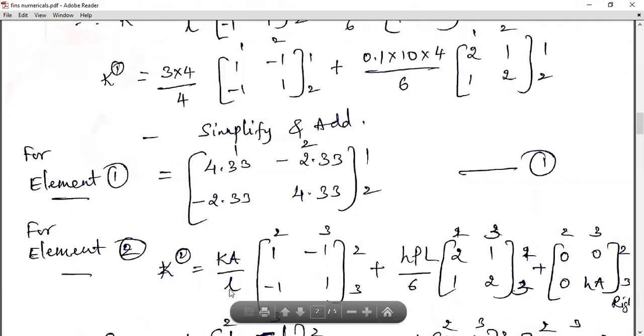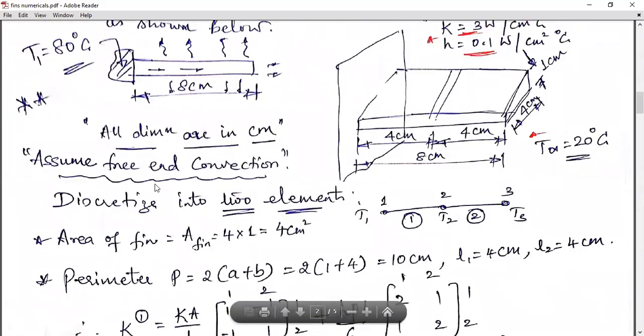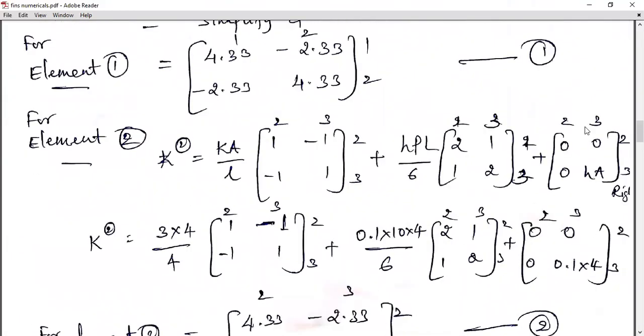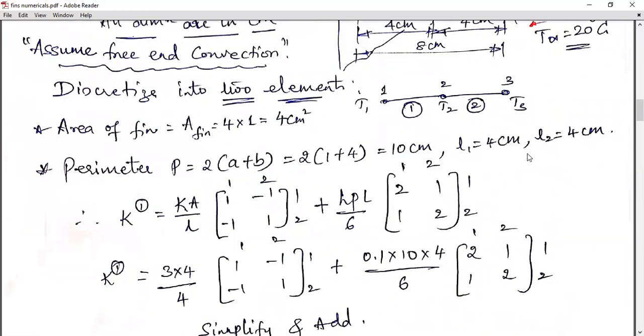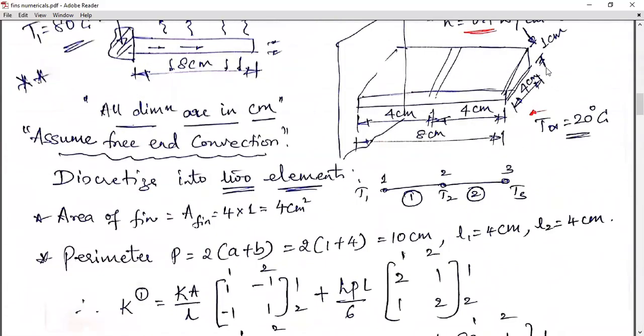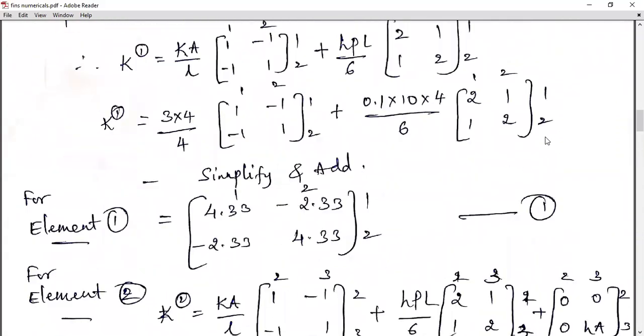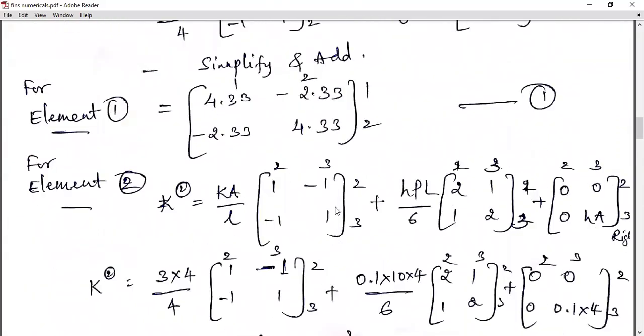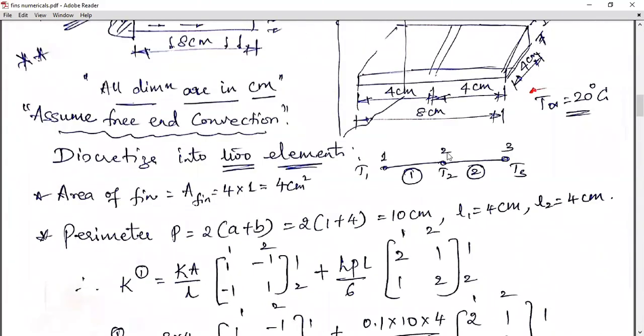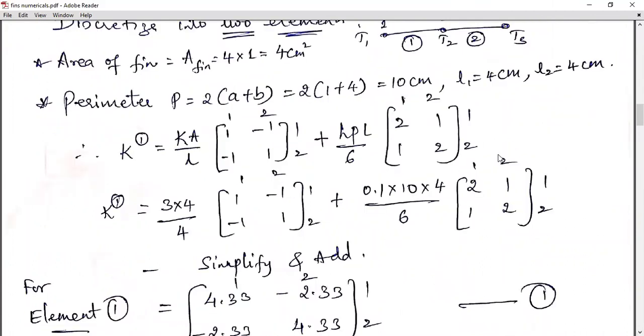For element 2, we will be writing K2, the same matrix, with both conduction and convection. Since it has been given that there is a free end convection, you are supposed to add another term for free end convection. You are aware of this from your conduction topic: 0 0 0 HA. It is to the right. Obviously there is a convection at the free end, which means this is to the right. So we'll bring in this particular matrix. Look at the node numbering 2 3, because it is for element 2 that I am writing. So the node connectivity is 2 and 3.